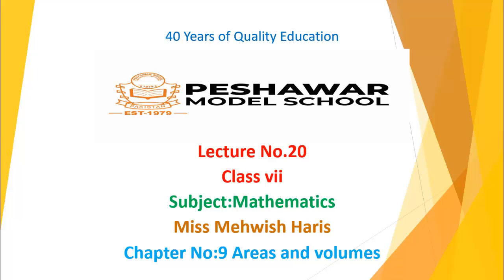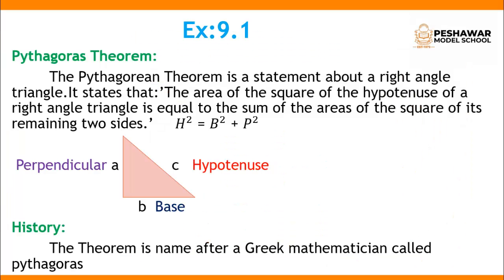This is lecture 20, and in this lecture we have to start chapter number 9, and the name of this chapter is Areas and Volume. So my dear students, in this chapter we have to learn about the Pythagoras theorem. You are hearing the word Pythagoras theorem for the first time. So my dear students, listen to this very carefully.